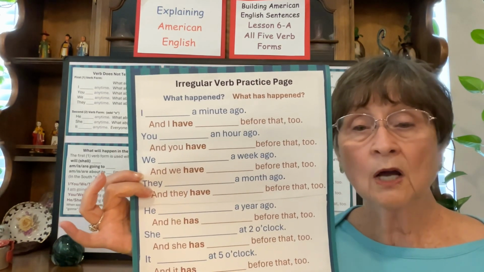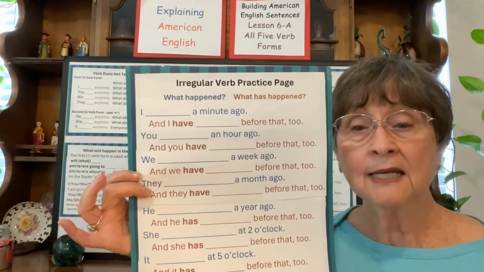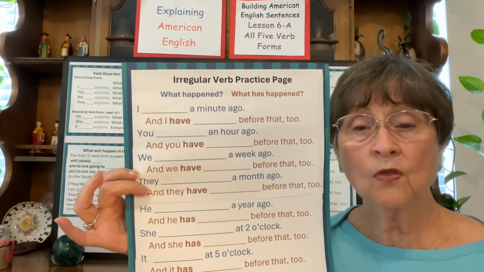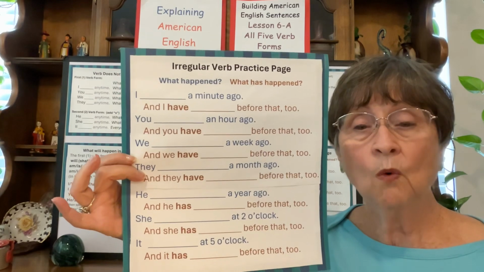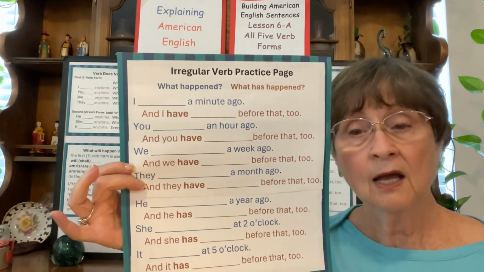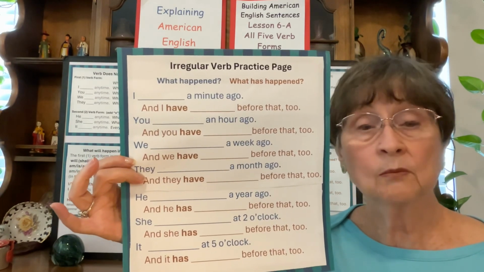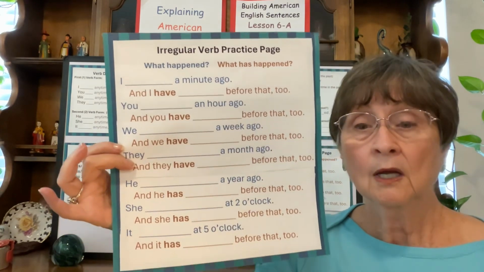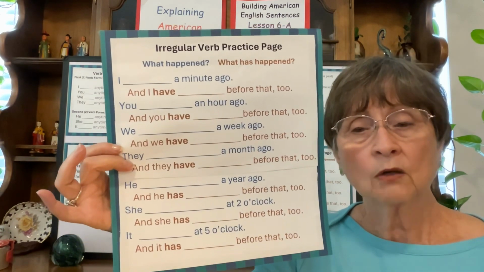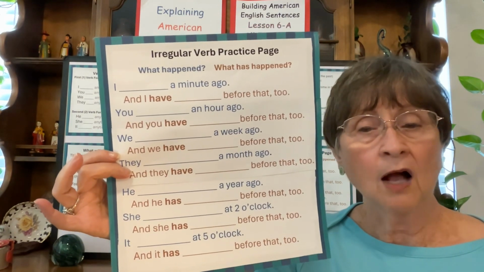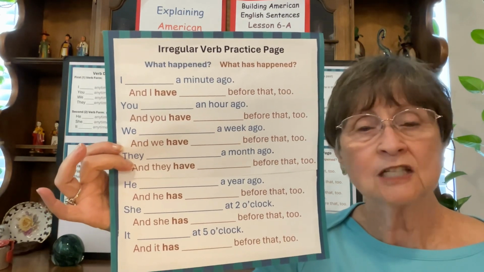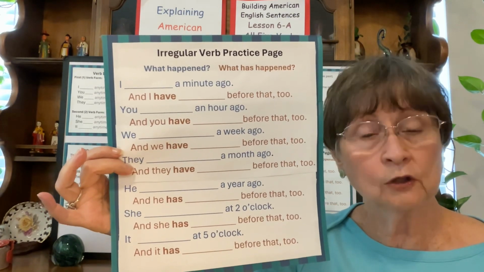He walked a year ago, and he has walked before that too. She walked at 2 o'clock, and she has walked before that too. It walked at 5 o'clock, and it has walked before that too.